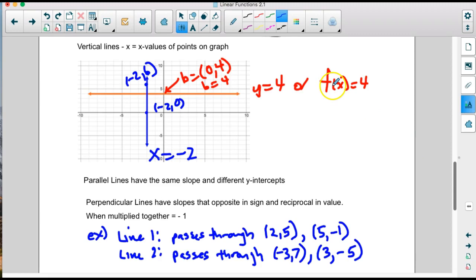So you're going to need to know how to write the horizontal line equation and the vertical line equation. They're pretty basic. There's one number involved.